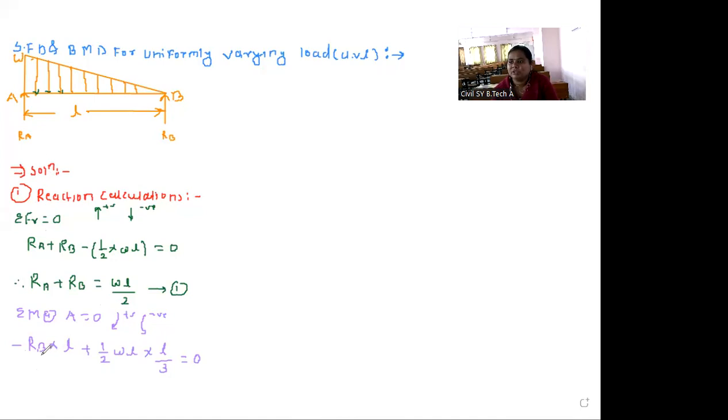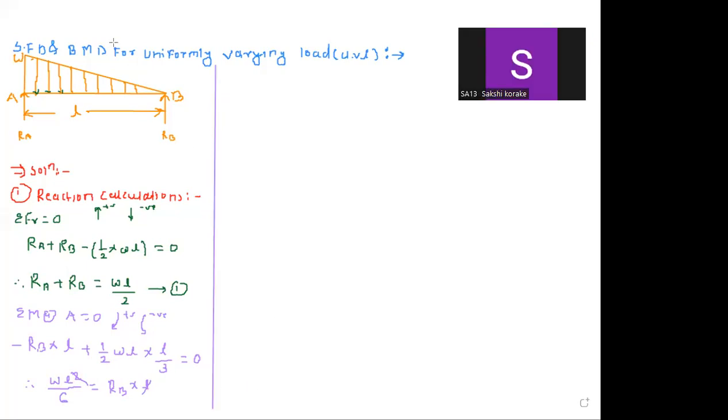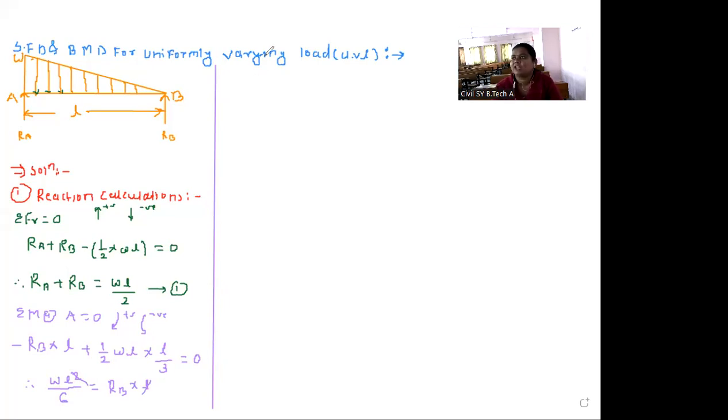Now we will shift RB into L to the right side. So WL into L, that is WL square, divided by 3 into 2 which is 6, equals RB into L. So L and L get cancelled. Therefore RB equals WL upon 6. This is the value of the reaction at point B.